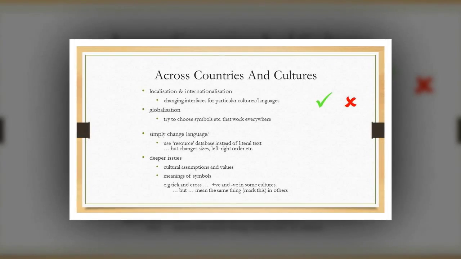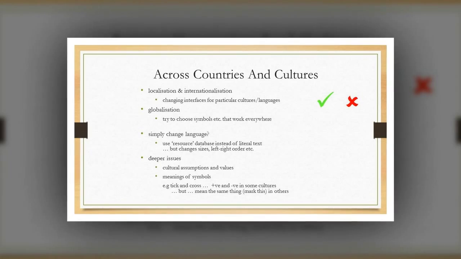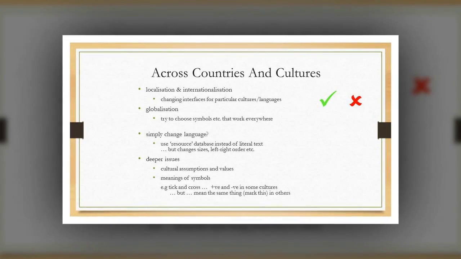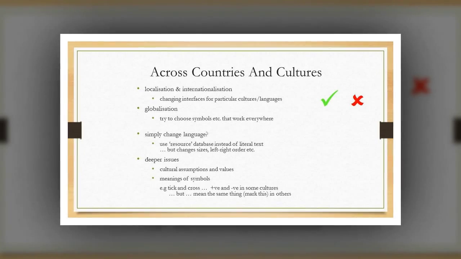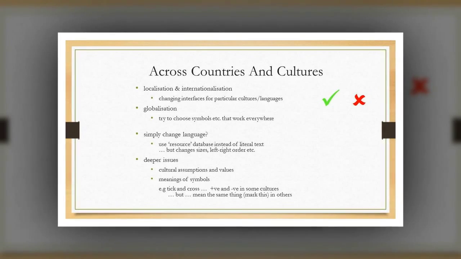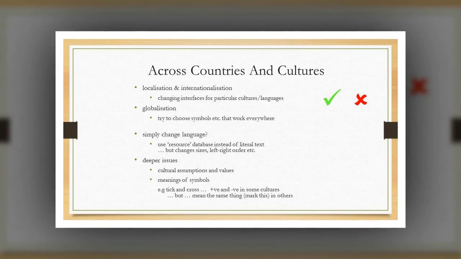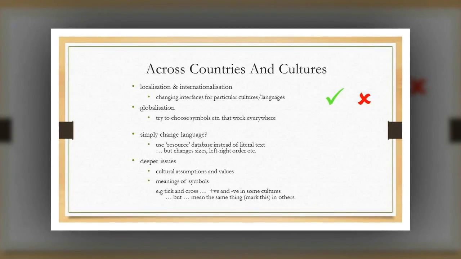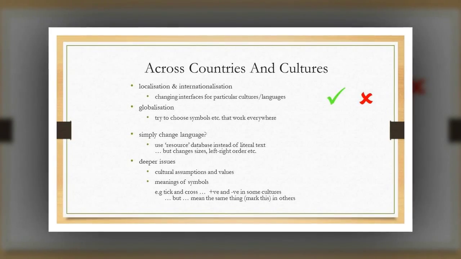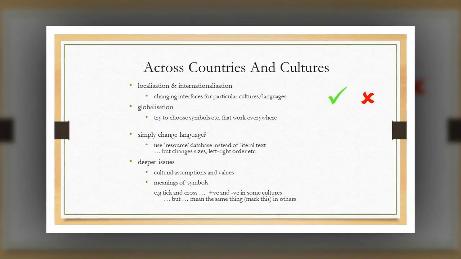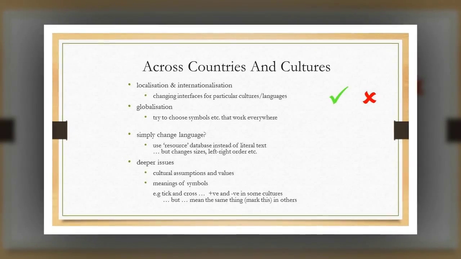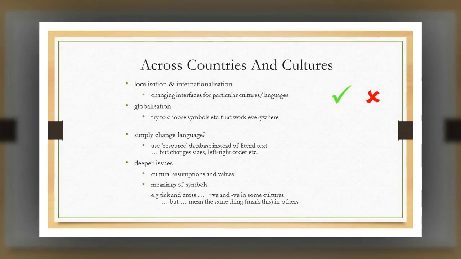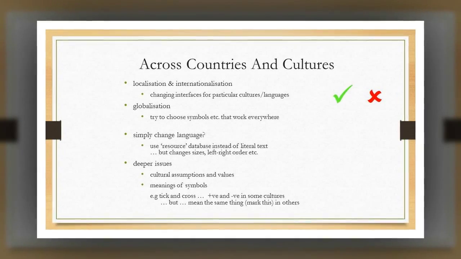Localization and internationalization: changing interfaces for particular cultures or languages. Globalization: try to choose symbols, etc. that work everywhere. Simply change language. Use a resource database instead of literal text. But this changes sizes, left-right order, etc.